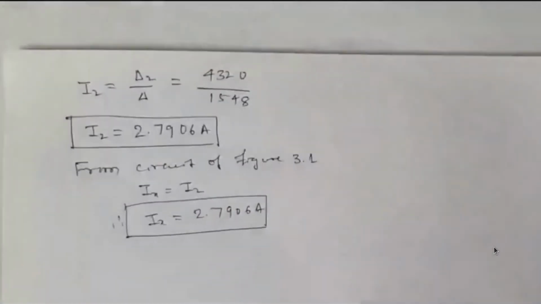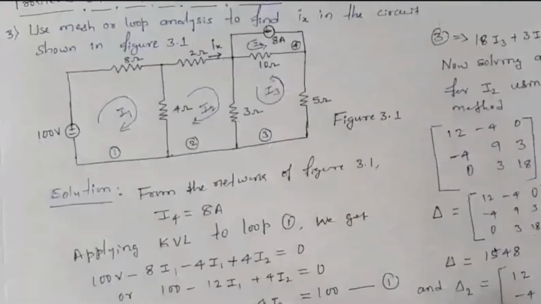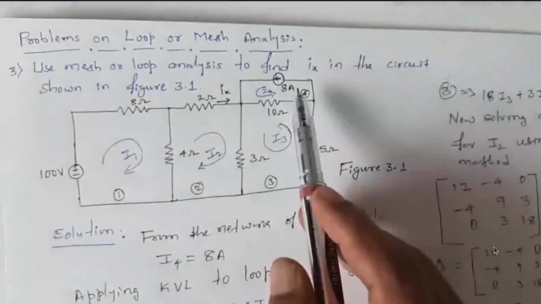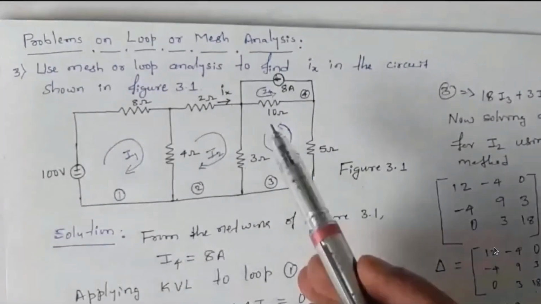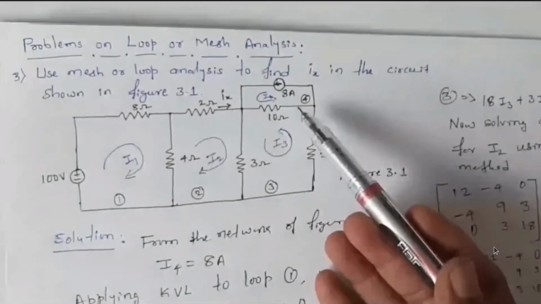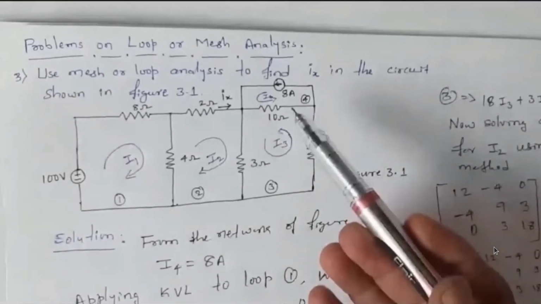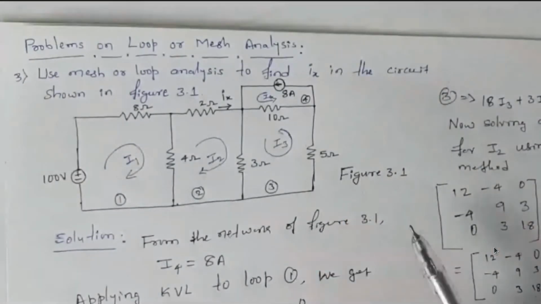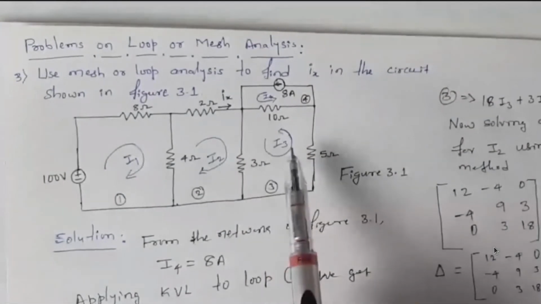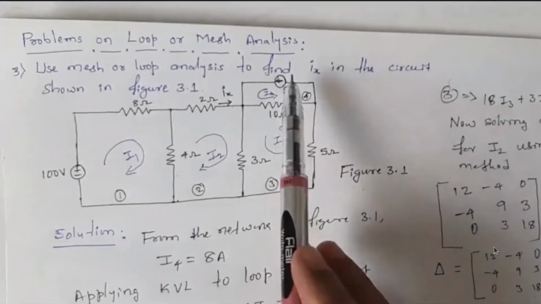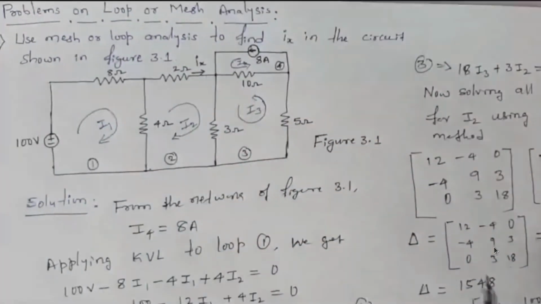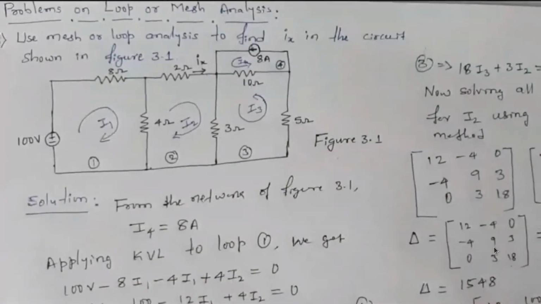So very simple, dear students. Whatever currents you have already found, you can find them directly. Sometimes more than 3 loops will be given, and in such cases, solving for more than 3 loops will be difficult. In such a case, you might be given some clue, meaning some loop currents you can find directly, so that your solution will be simple. So with this, I'll proceed further to the next one.